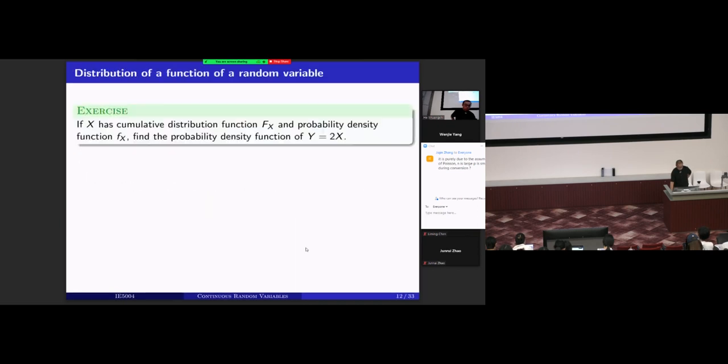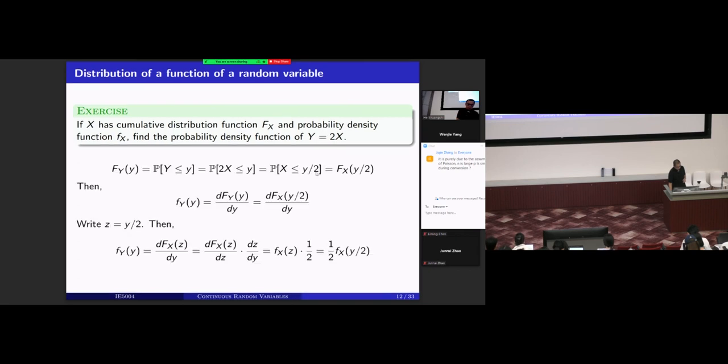And it would be great that we know that the PDF is just the derivative of the CDF. So how to solve this problem? We first find the CDF of y. Why? Because the definition of CDF is clear, straightforward, right? And once you know the CDF, you just take the derivative, then you can get the PDF. So that's the idea. So as I said, we first try to find the CDF of y.